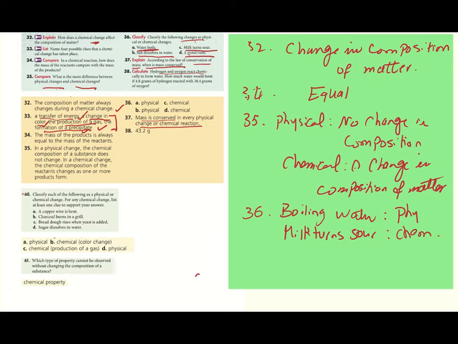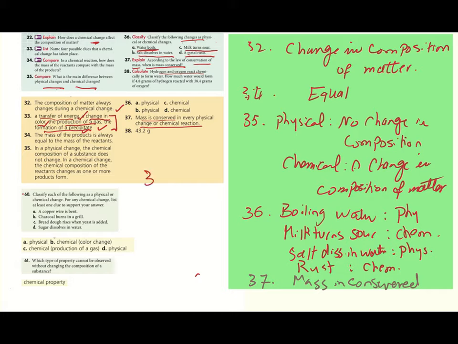3. Salt dissolves in water. Salt dissolving in water should be only physical because there is no change in composition, you can get both of them back very easily. 4. A metal rusts. Rusting a metal is a chemical change because there is a change in composition. Question 37. According to the law of conservation of mass, when is the mass conserved? Mass is conserved in both physical change and chemical change.